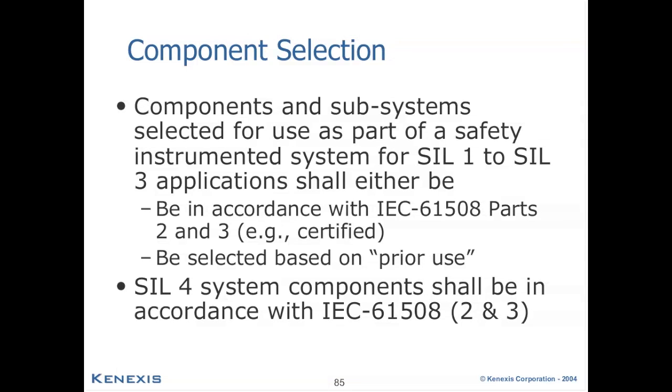The components that you will use in your subsystem must meet the requirements of SIL 1 to SIL 3 in being in accordance with IEC 61508 parts 2 and 3, i.e. being certified for use for those SIL levels, or be selected based on prior use. You cannot use prior use, however, as a means of ensuring that components may be certified for SIL 4 applications. In this, you have to ensure that the components are in strict accordance with IEC 61508.